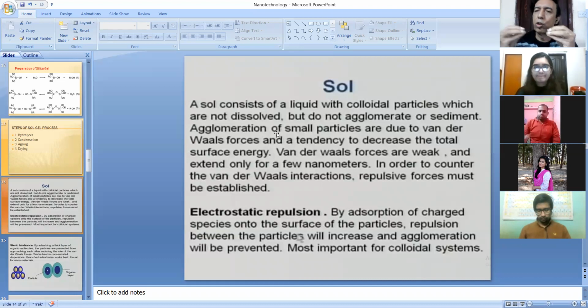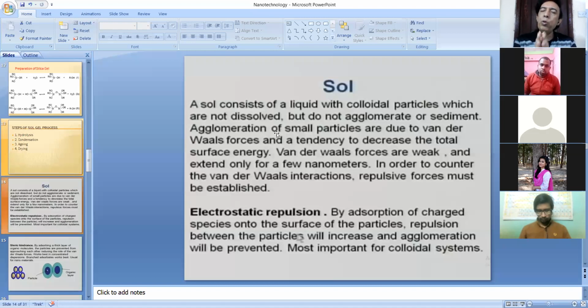The particle actually, if the particles are free, their surface energy is high. If they are agglomerated, then their surface energy will be reduced. So to reduce the surface energy, particles want to agglomerate with themselves. But what happens? I think you have studied this in your fourth year physical chemistry.